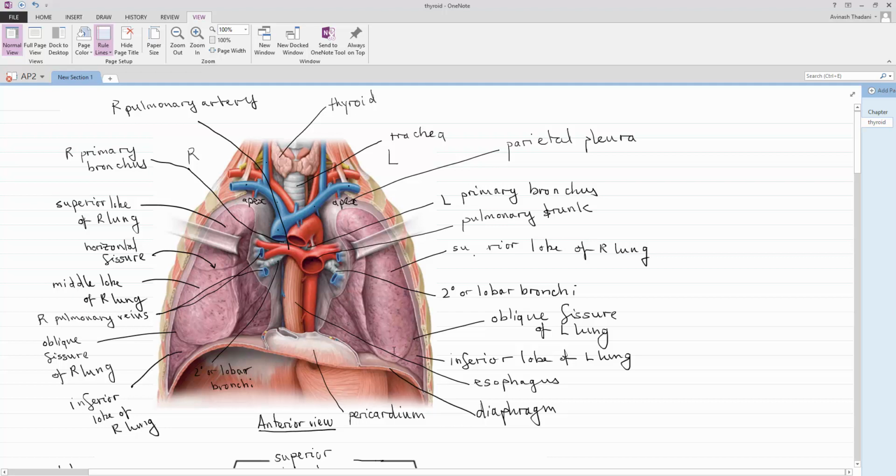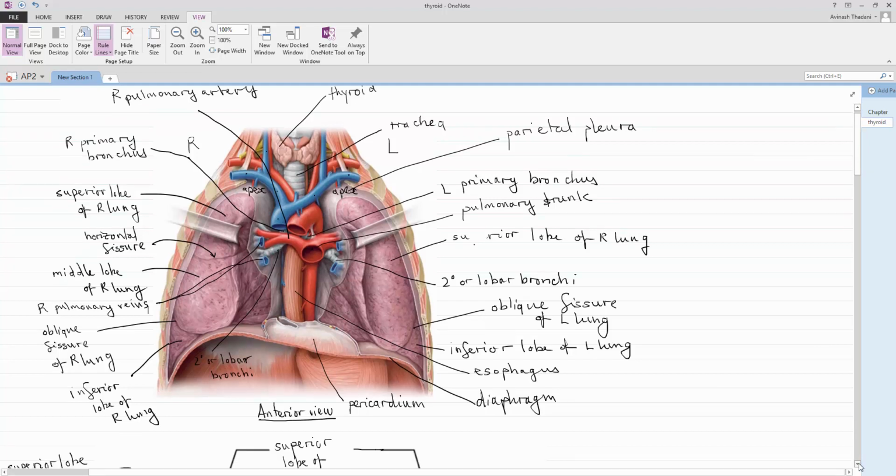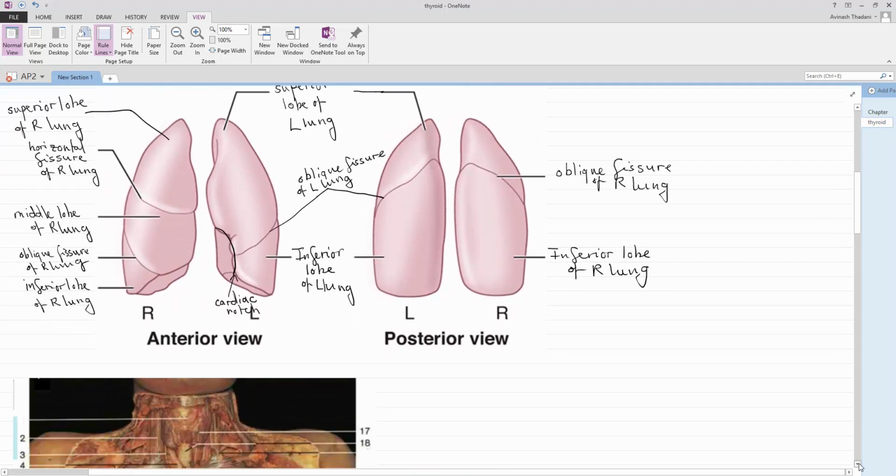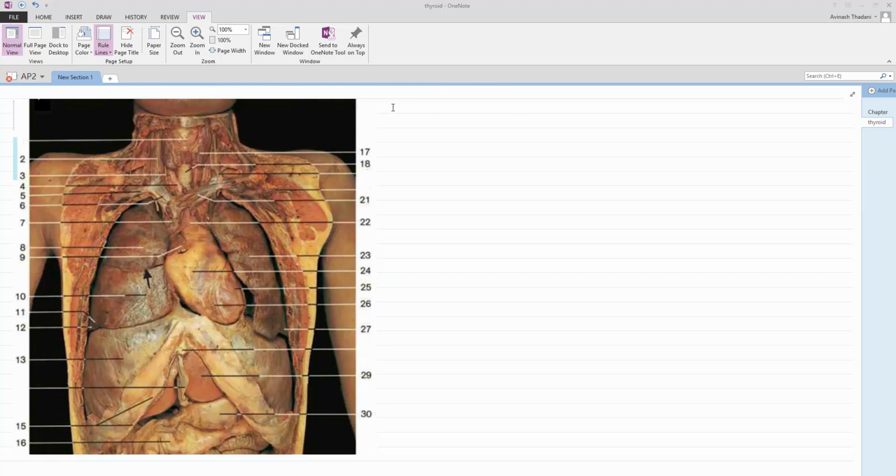Okay, so that's pretty much it in terms of this diagram. We already did the diagram below for the different lobes of the lungs. Make sure you do that. Now let's label this particular cadaver photo. We're not going to label all the different structures here, just a couple of blood vessels and obviously everything related to the respiratory system.